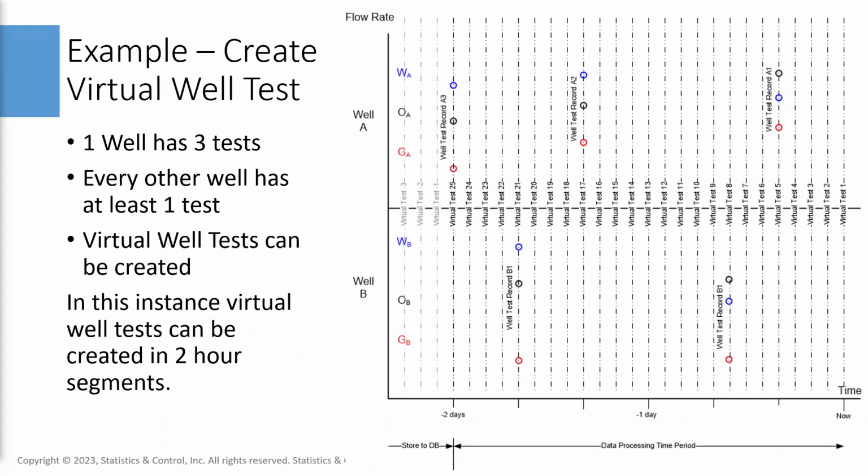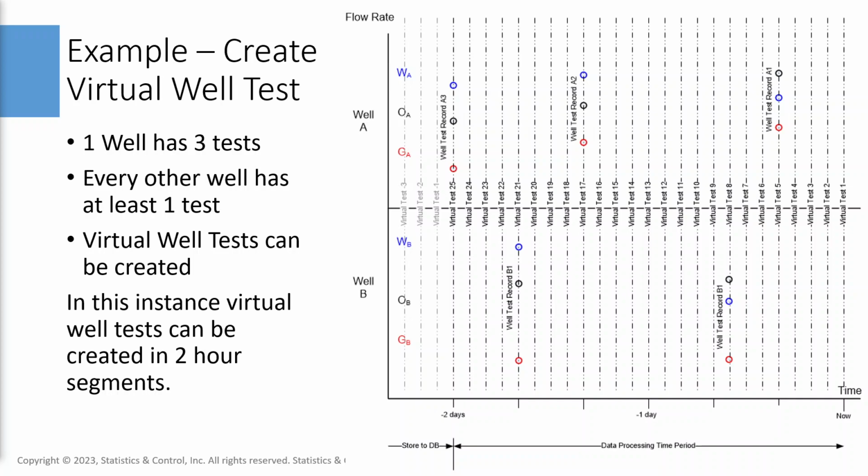And basically the whole idea is to help fill in those gaps in data with a virtual well test. And so basically what we're able to do is if one well has 3 tests and any of the other wells have at least one test, we can fill in those virtual well tests for all of them.